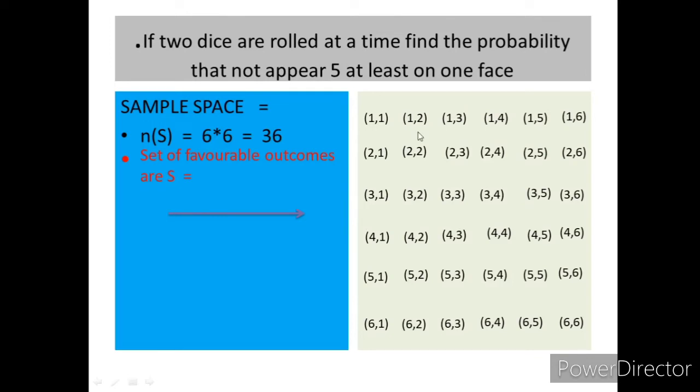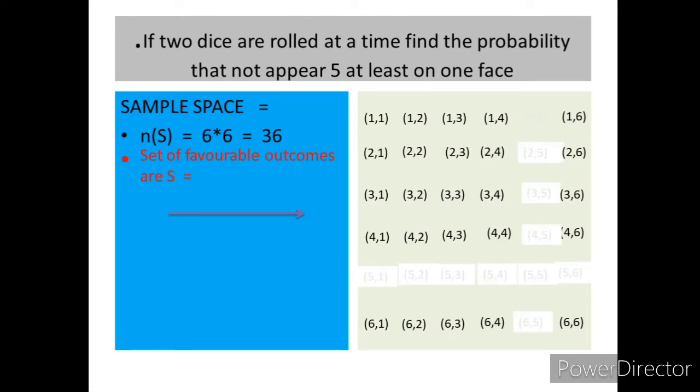Among these, say you take 1 comma 2. Is it favorable? Yes, it is favorable. Why? Because this outcome does not contain 5, here and here also. You take 5 comma 6, you have 5 on one face. So this is not a favorable outcome. Okay, now what I have identified here, you have to identify here. The easy thing to do is, first of all, identify the outcomes which are having 5.